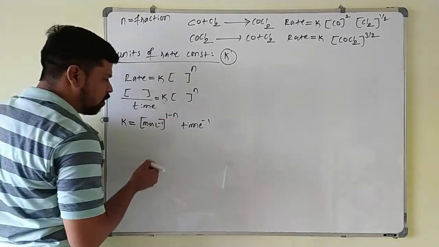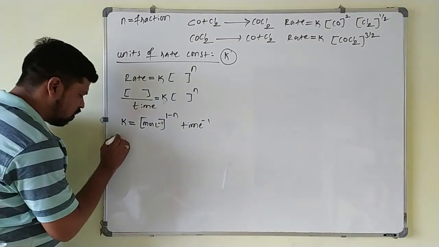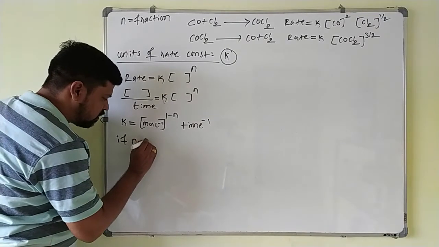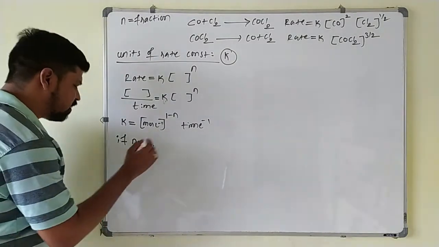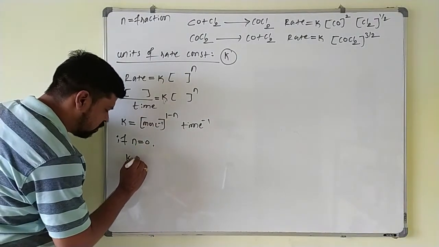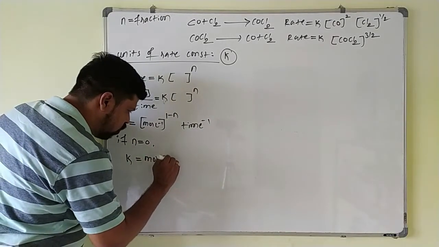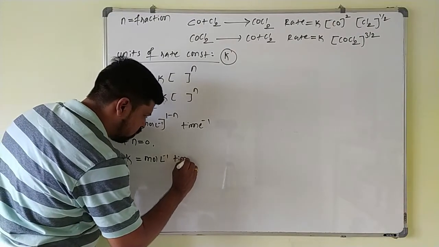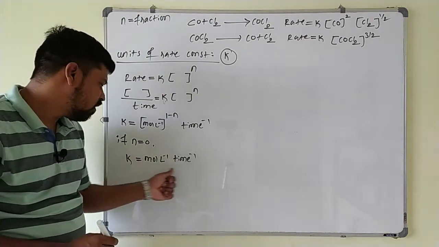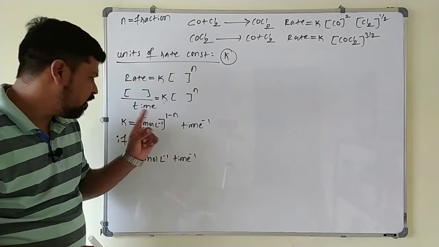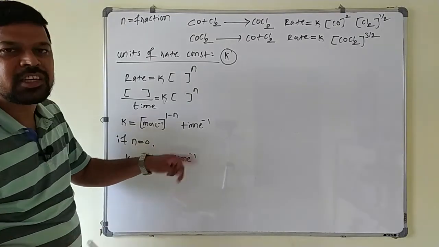If n value is equal to 0, that is zero order reaction, then you substitute n equal to 0. 1 minus 0 is 1. So the unit of K for zero order reaction becomes mole per liter per time. It can be written as per second also. This is the unit of the rate of the reaction. Always keep in mind, for zero order reaction, the unit of rate constant as well as the unit of rate of the reaction are both the same.